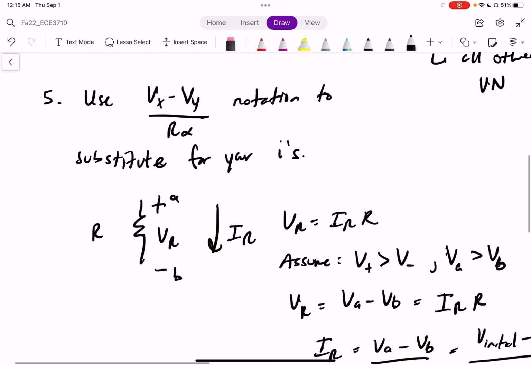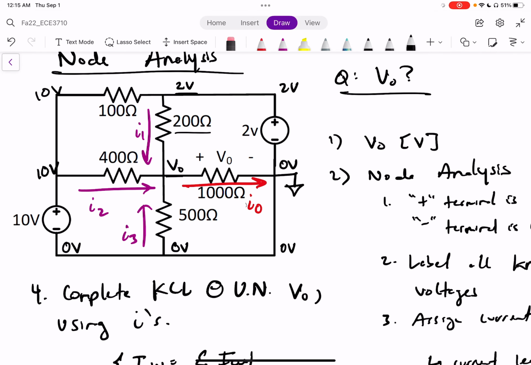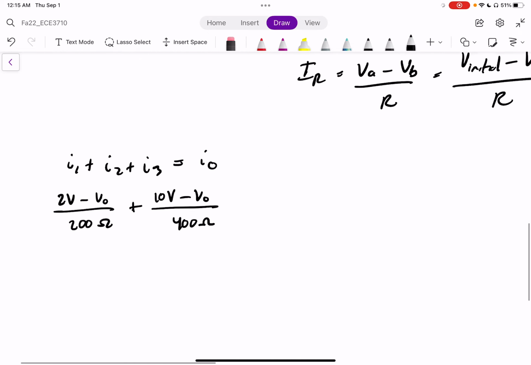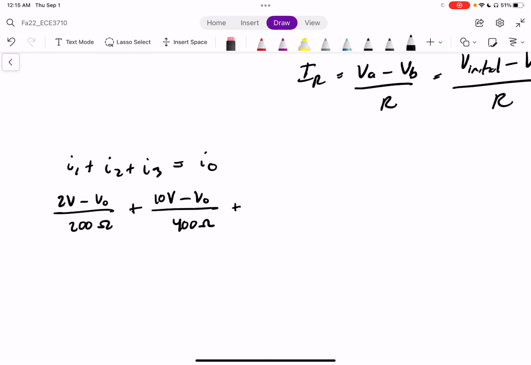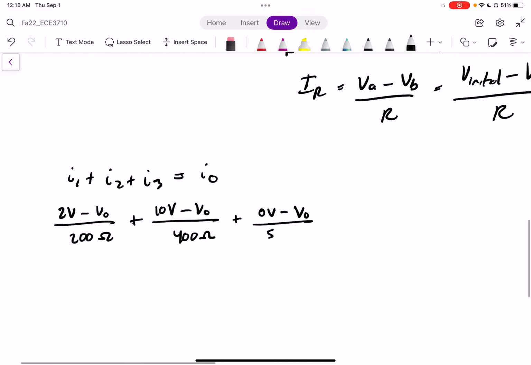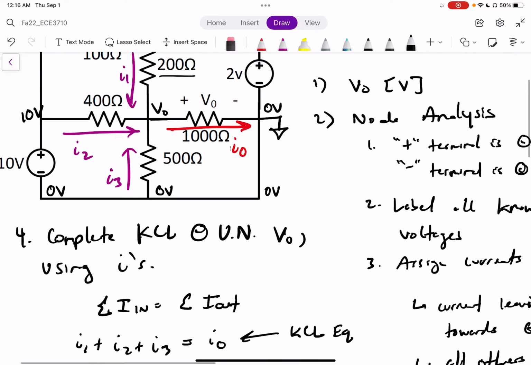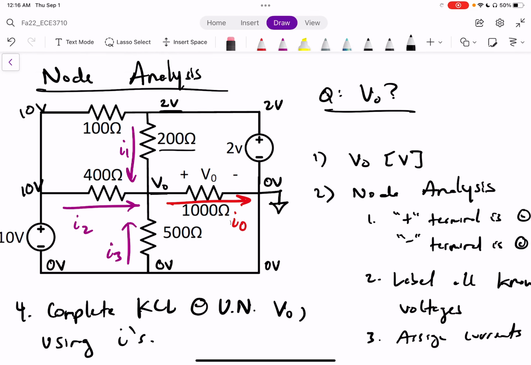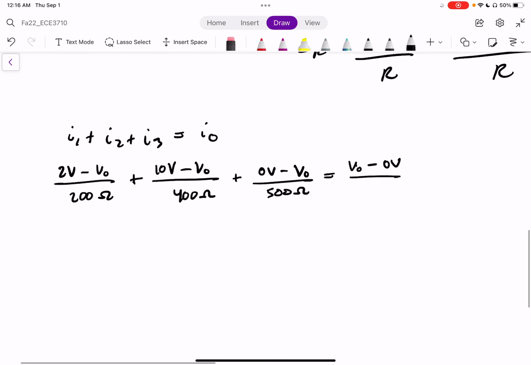What about I3? I3 is going into VO from 0 to VO. 0 volts minus VO divided by how many ohms? 500. This is all equal to I0, which is going from VO to ground, which is 0 volts. You can refer to your drawing in your notes. You know what? Let me just show you. IO in red is going from VO to 0 volts over 1,000 ohms.